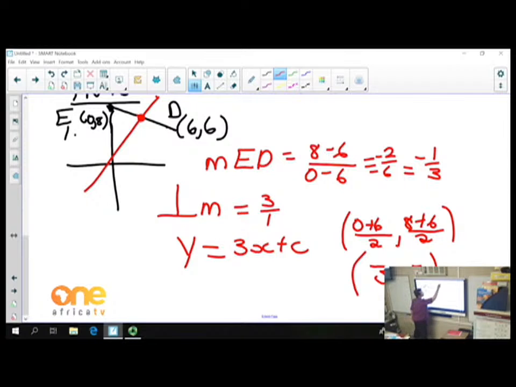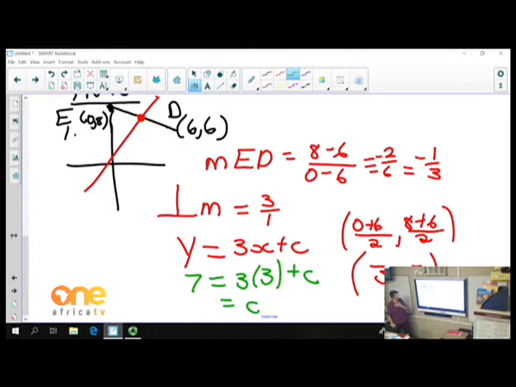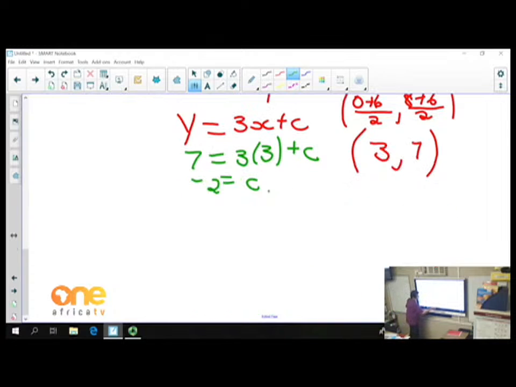So if I substitute that midpoint now in there, so 7 is equal to 3 times 3 plus c. So what is the value of c? Negative 2. So that means the equation of the perpendicular bisector is now y is equal to 3x minus 2.